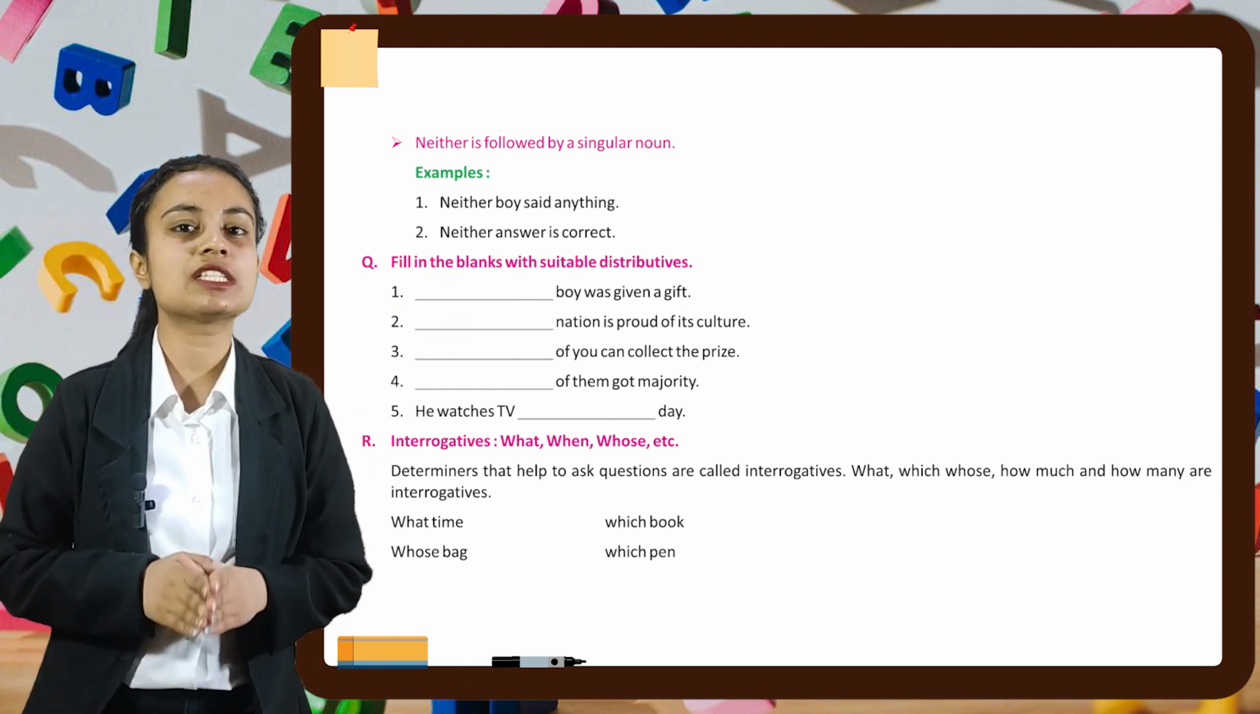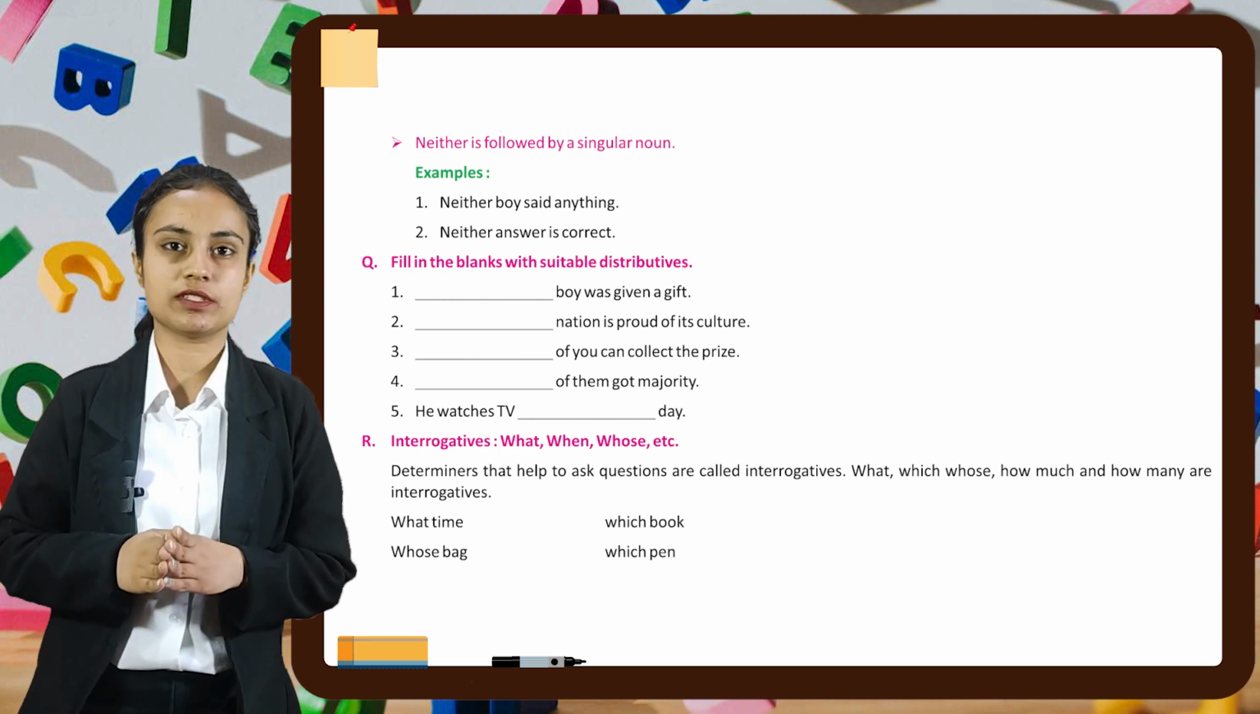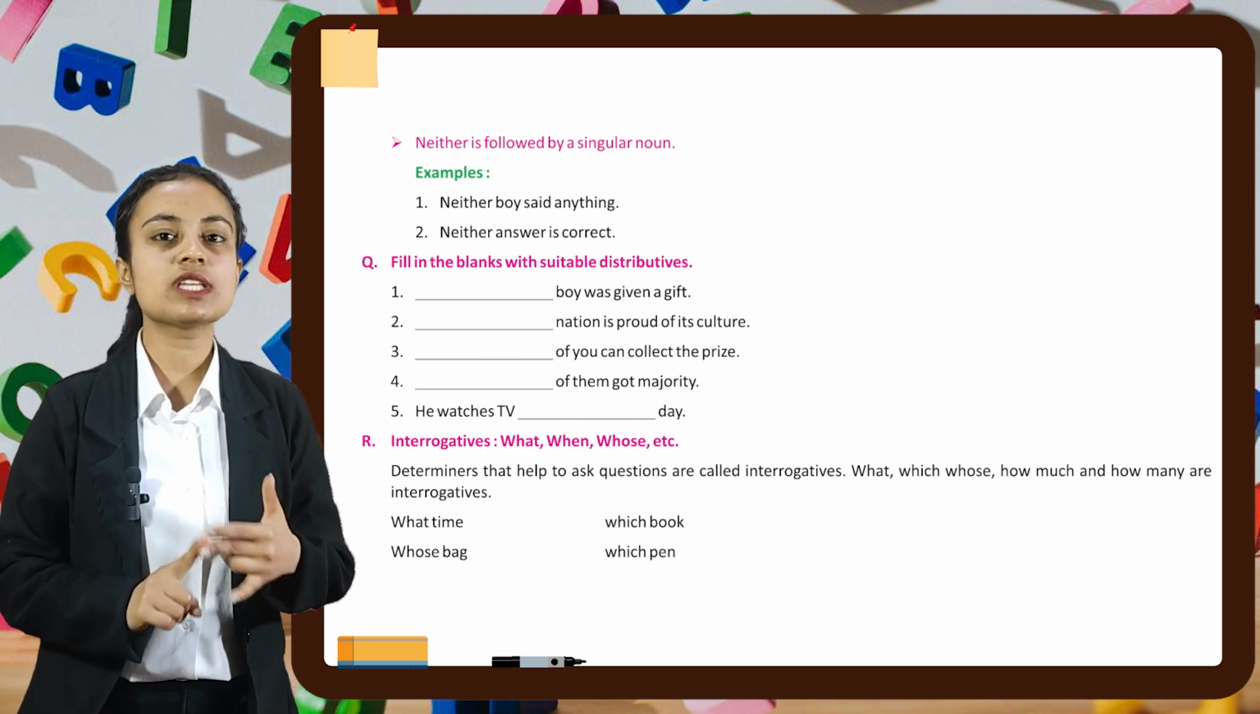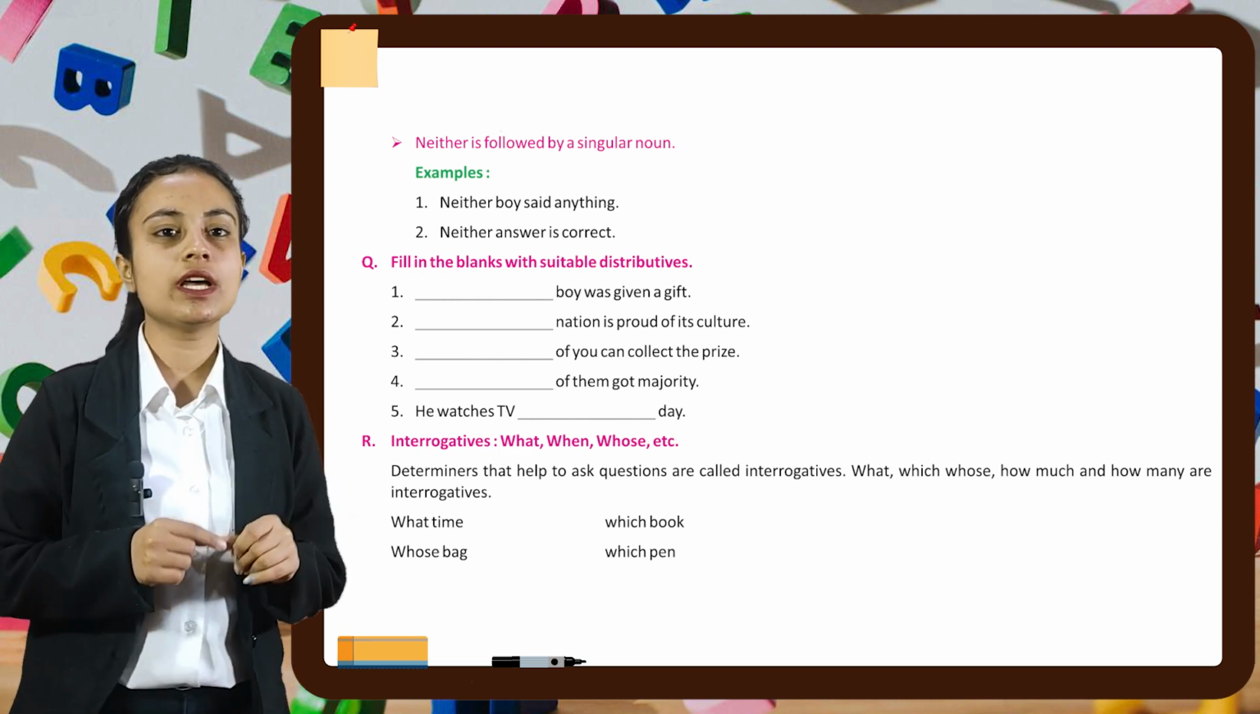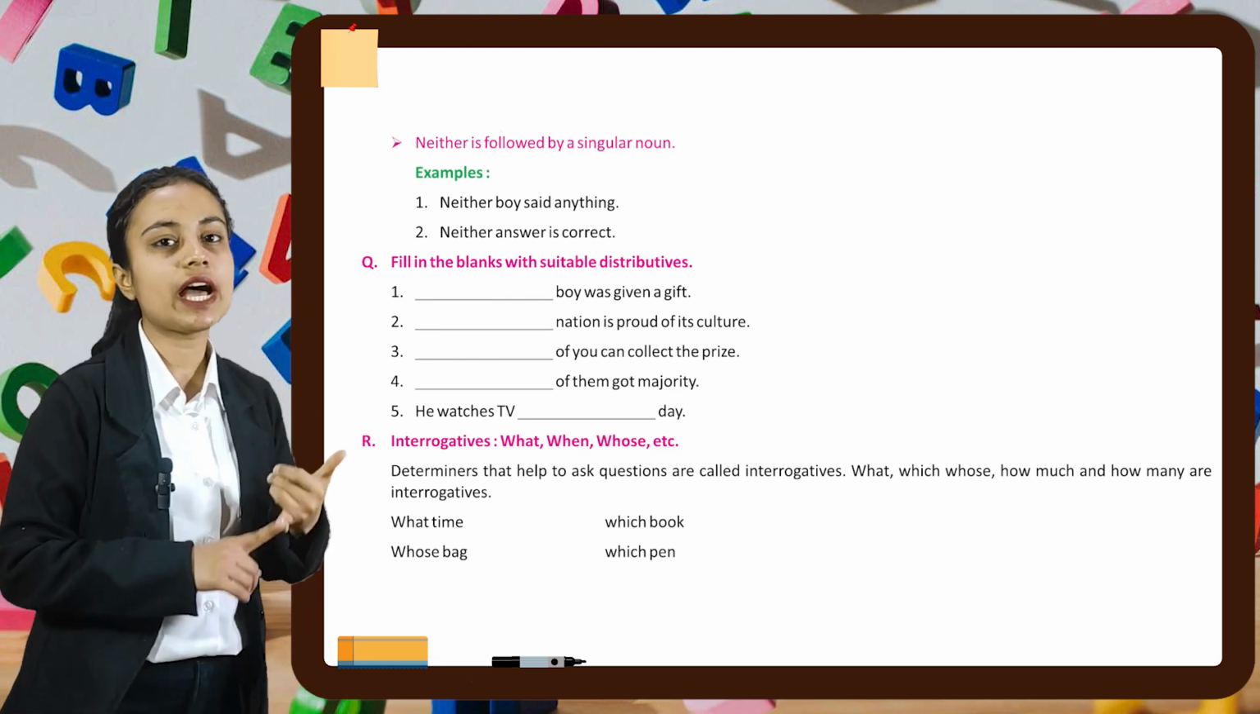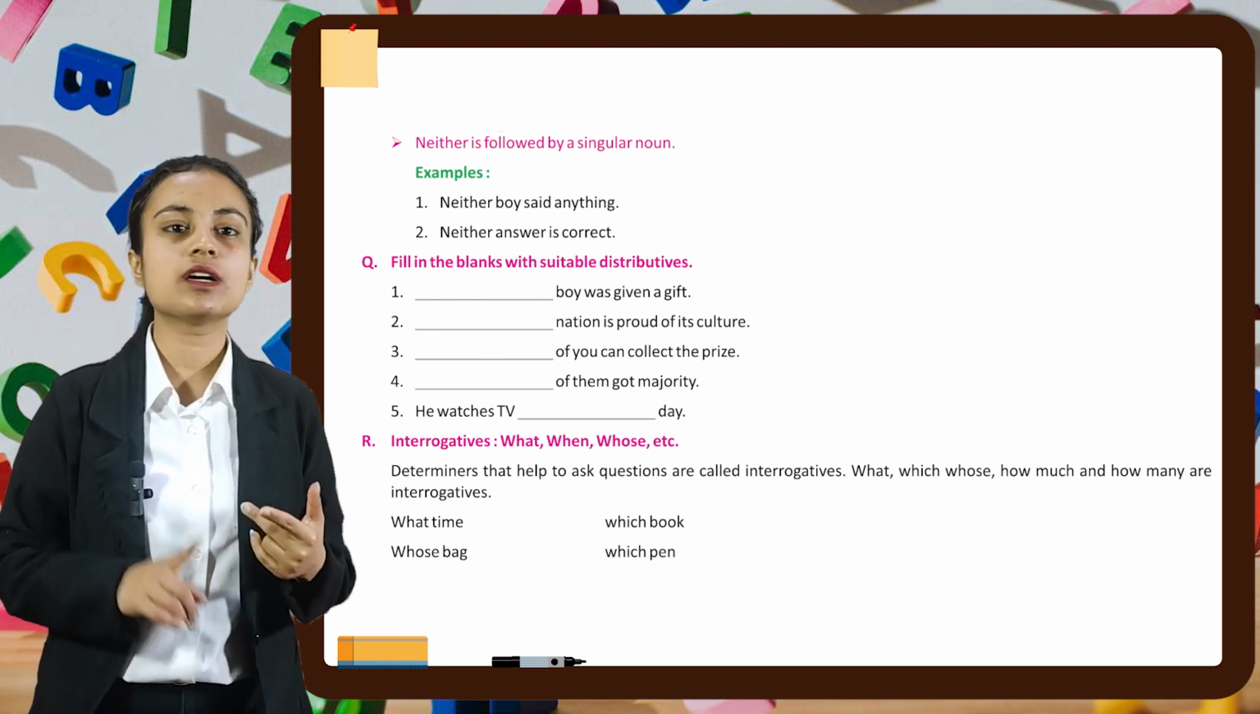Determiners that help to ask questions are called interrogatives. What, which, whose, how much and how many are interrogatives. What time, which book, whose bag, which pen.